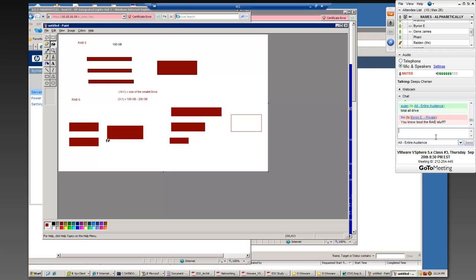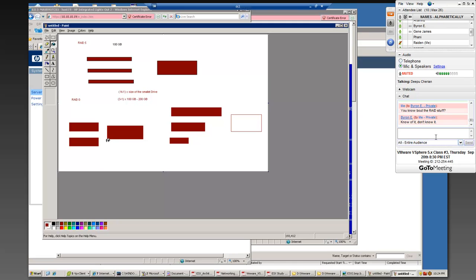RAID 1 is one of the technologies that has a high amount of redundancy. That means if one disk fails, you are still good because the other disk has a mirror of it. So even if one disk is lost, you have a complete copy on the other disk. But the disadvantage is you lose 50% of your total storage just for keeping that copy. So the storage space wastage is much more, but it gives you the highest redundancy.